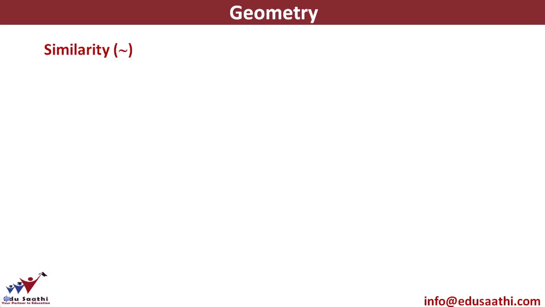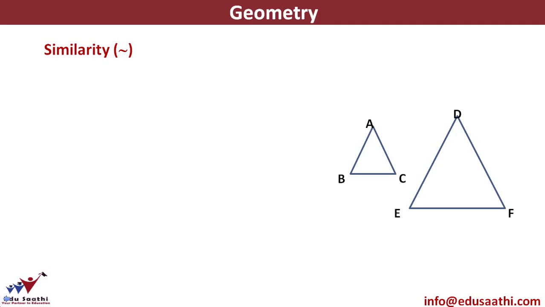Now let's look at the concept of similarity in detail. The two triangles that you can see, ABC and DEF, are not same in size, but yes, they are same in shape.